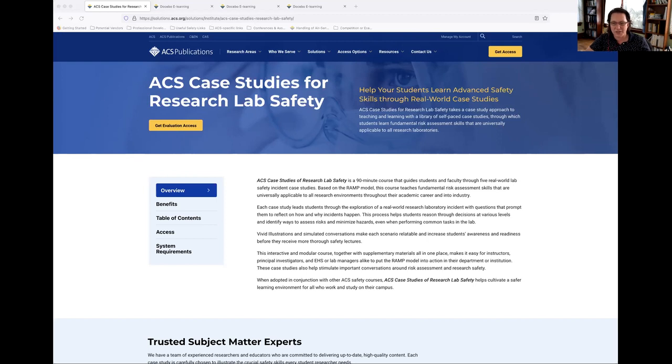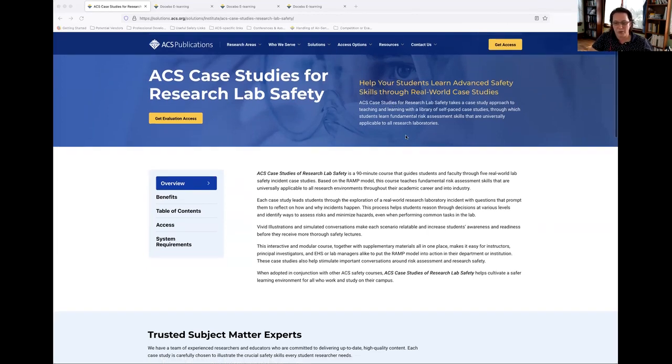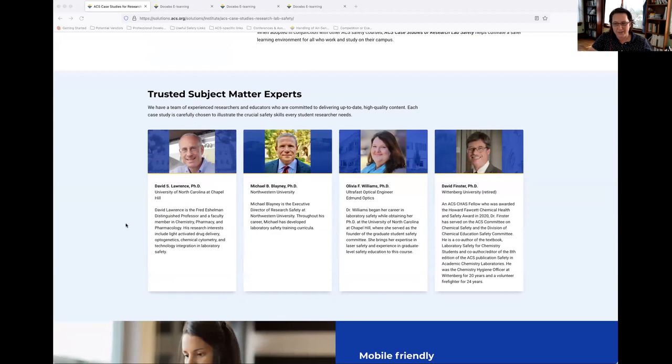Now, the concept of using case studies to teach lab safety has been discussed by multiple experts in the safety and chemical education community for years. So for this course, we recruited David Lawrence to develop this course based on a research safety course for graduate students that he teaches at the University of North Carolina at Chapel Hill.